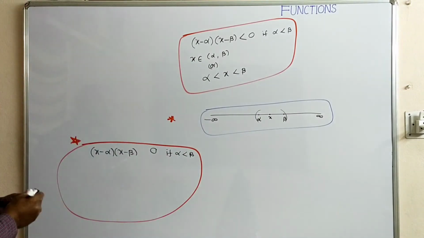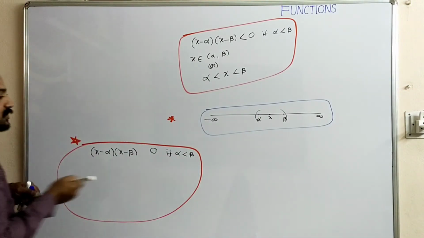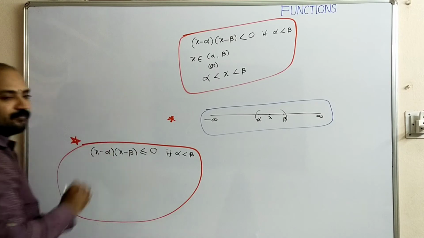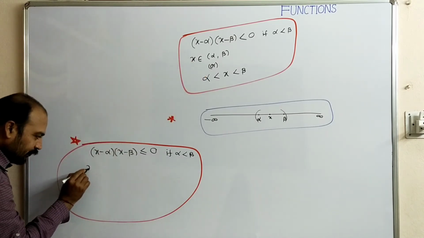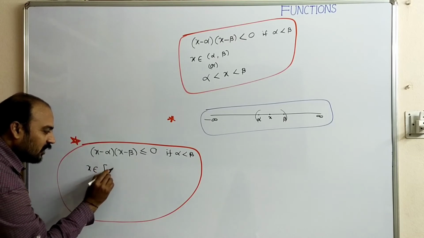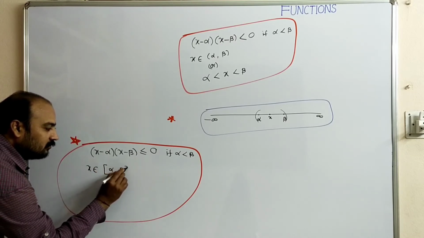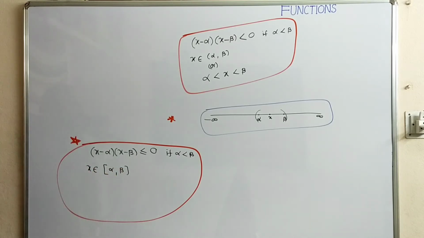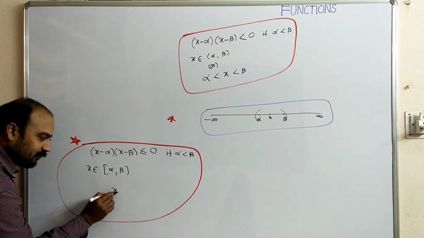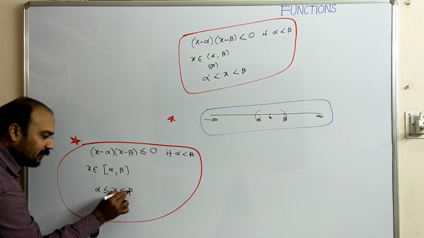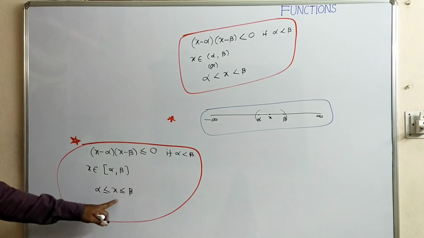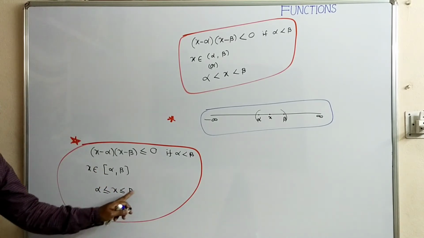Now, suppose it is less than or equal to 0. Here also the same thing: x belongs to the closed interval of alpha comma beta. That means the value of x lies between alpha and beta, that means x is equal to alpha or x is equal to beta.